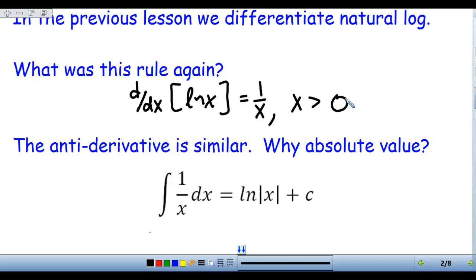So the antiderivative is very simple. If I want to work backwards, the integral of 1 over x, so again that place where the power rule fails, is equal to the natural log of the absolute value of x plus c. So why do we need the absolute value? To enforce this domain restriction, because I'm not allowed to take the natural log of negative numbers.